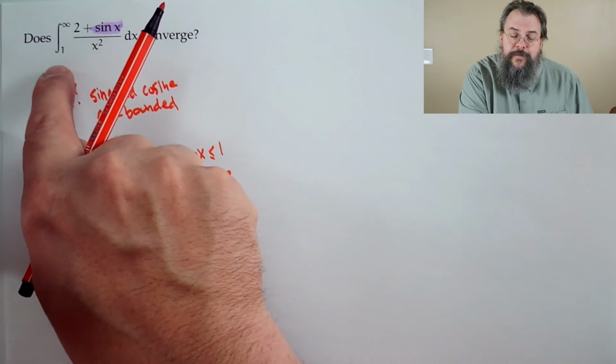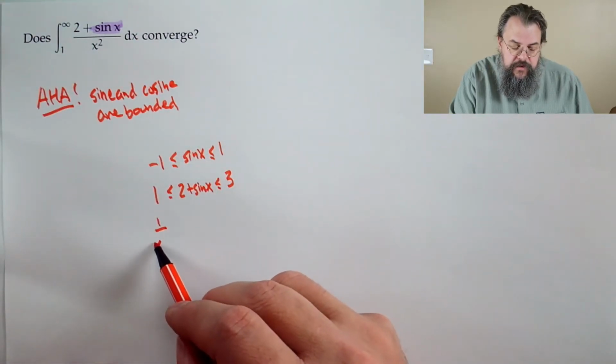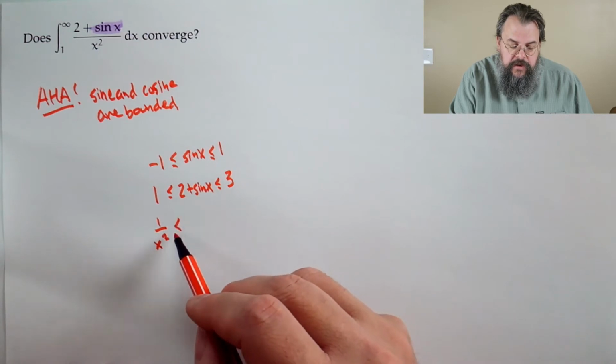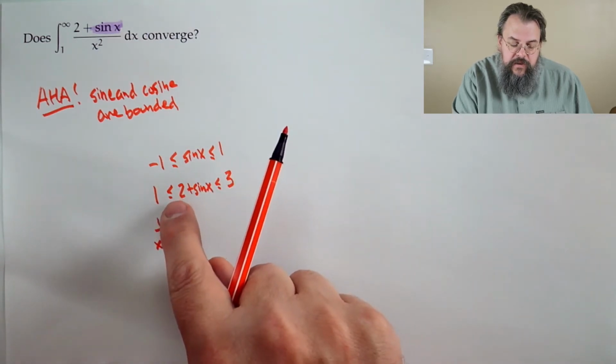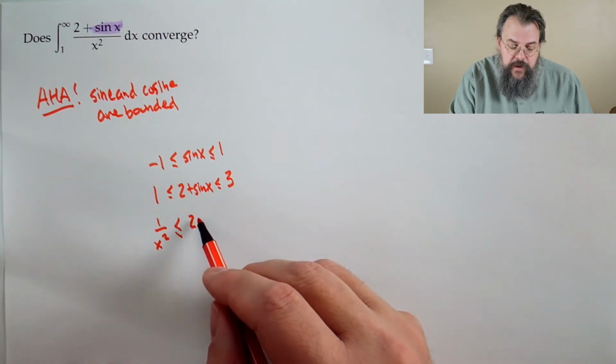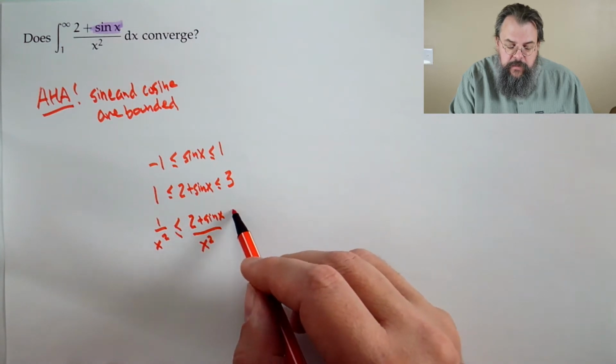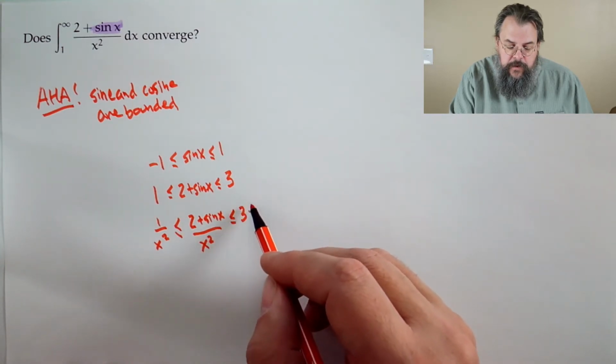Definitely we're positive. We're above 1. But of course, x squared is always greater than or equal to 0. And we don't need to worry about 0. So because I'm dividing by x squared, I don't need to worry about flipping my inequalities. So 1 over x squared is below (2 plus sine x) over x squared, which is below 3 times 1 over x squared.